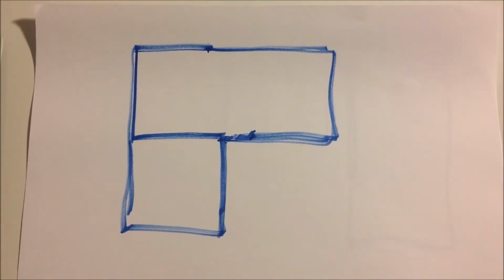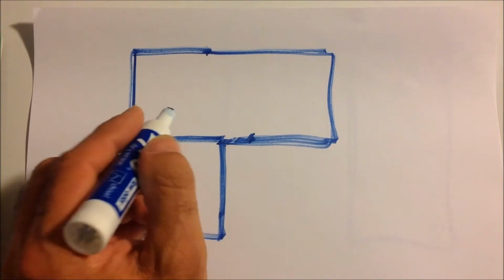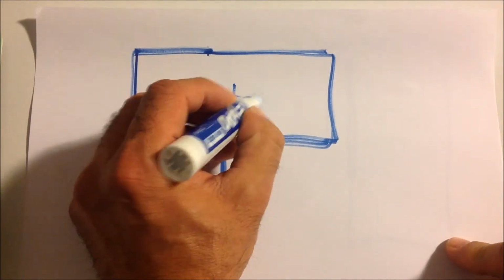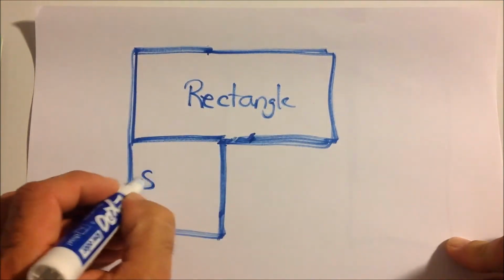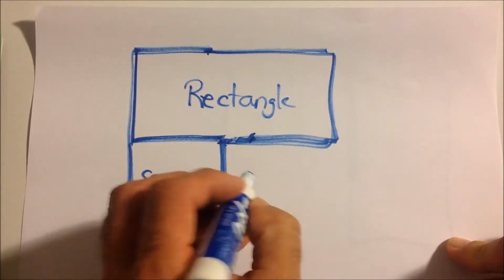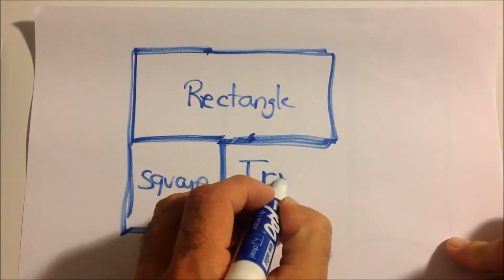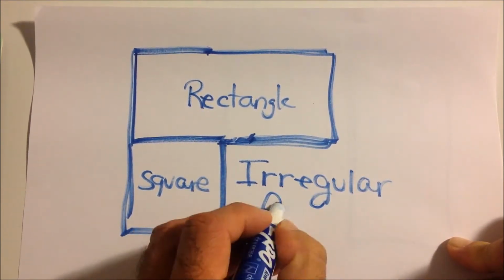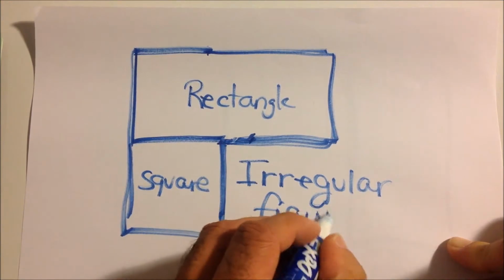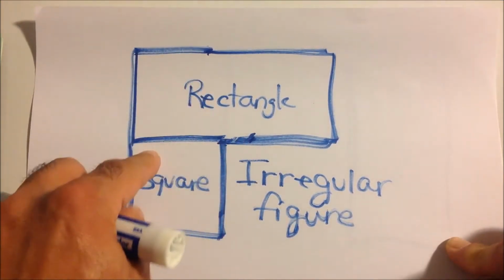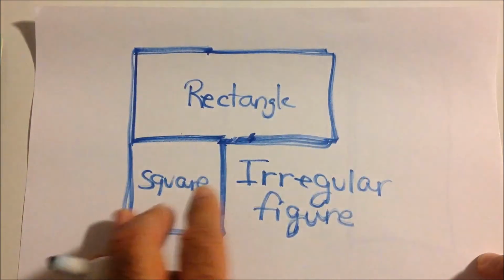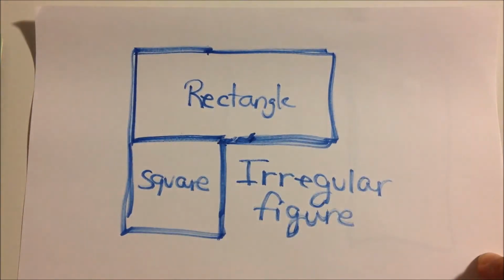Okay, so when we do put two shapes together, like this rectangle, we took this rectangle here, and we put it together with a square, we create an irregular figure. Alright, so we put a rectangle or a square together, we get an irregular figure. Or if we put any two shapes together that are not a standard shape, we call it irregular.